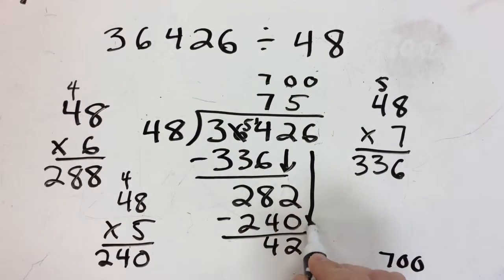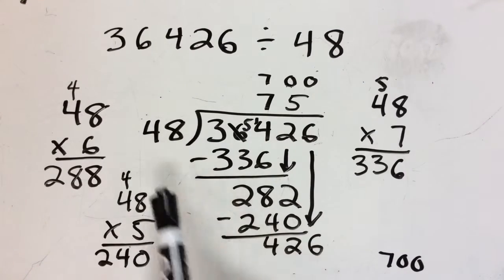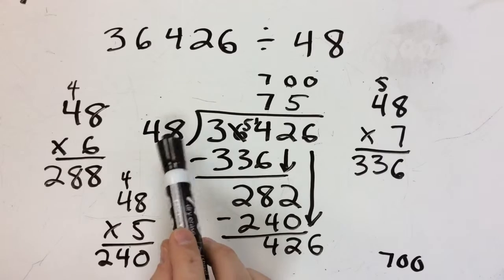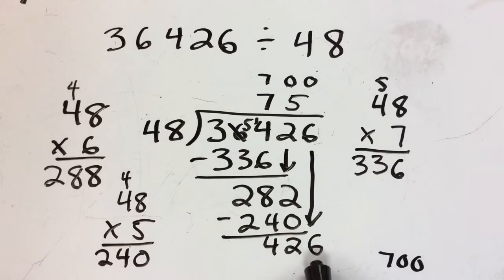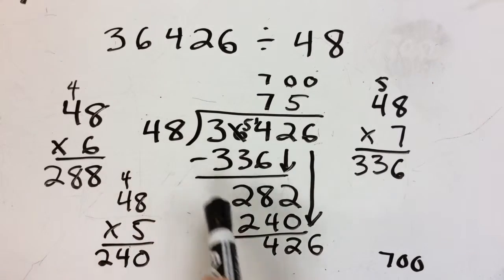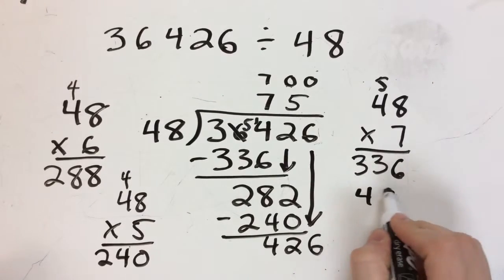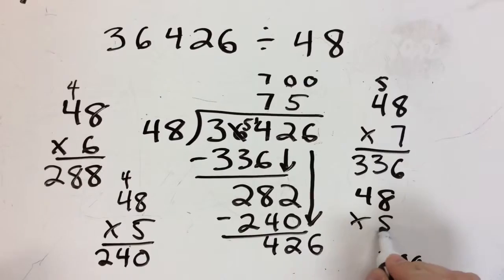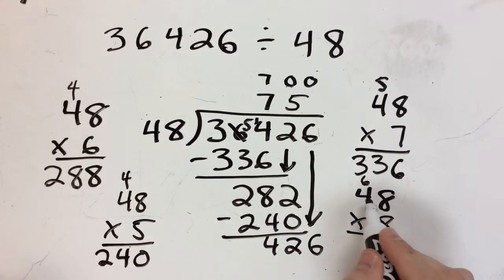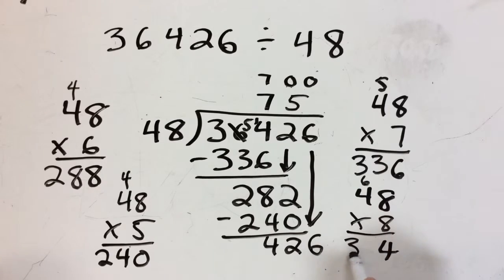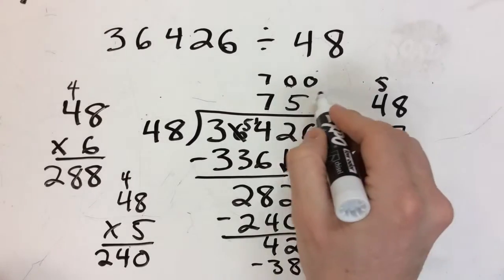Bring down my 6. Again, estimation comes into play. I round this to a 50. I round this to 400. And 50 goes into 400 about 8 times. Perfect. 8 it is.